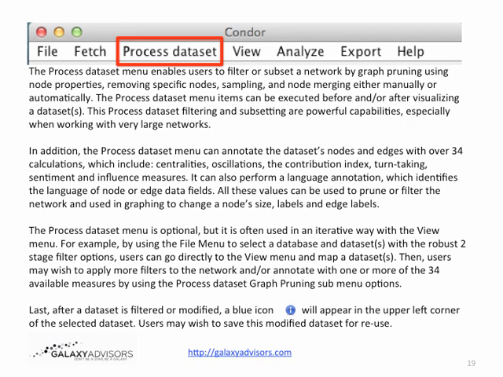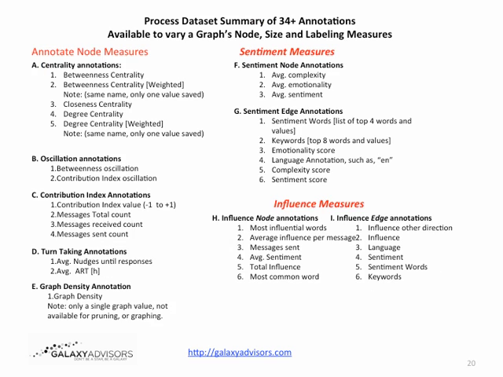Last, after a dataset is filtered or modified, a blue icon, indicated here with that little blue circle and eye, will appear in the upper left corner of a selected dataset. Users may wish to save this modified dataset for later reuse. That's in summary our process dataset.